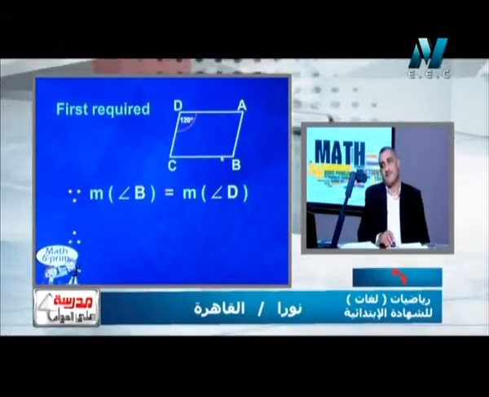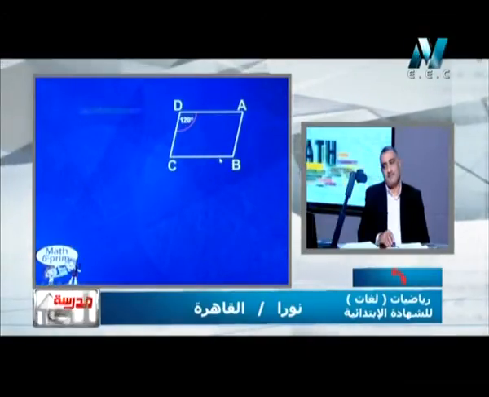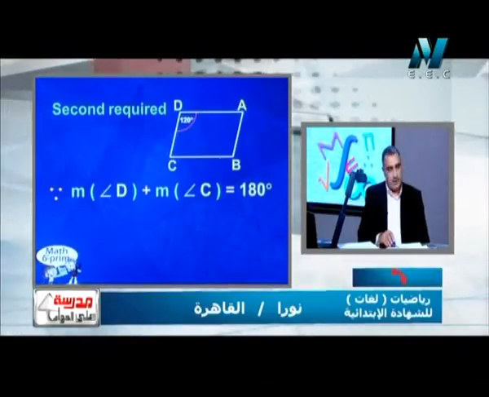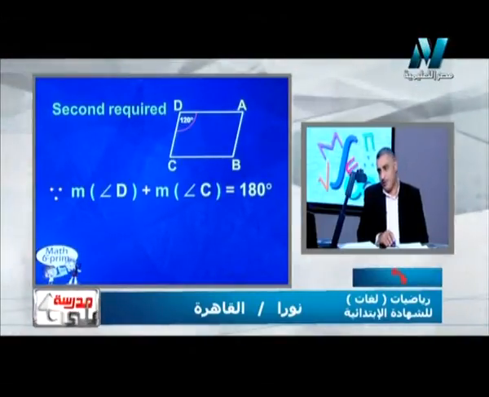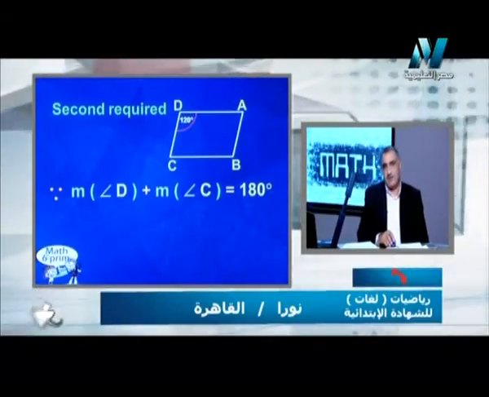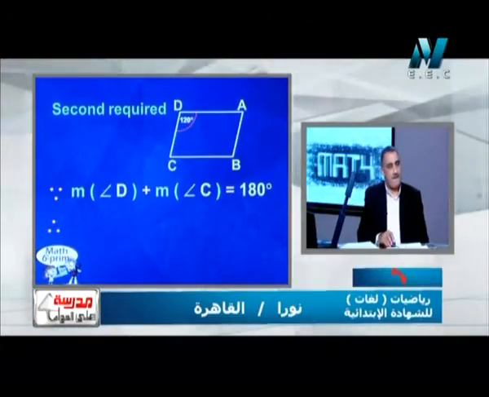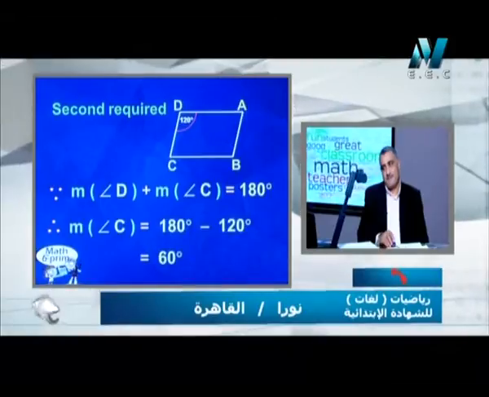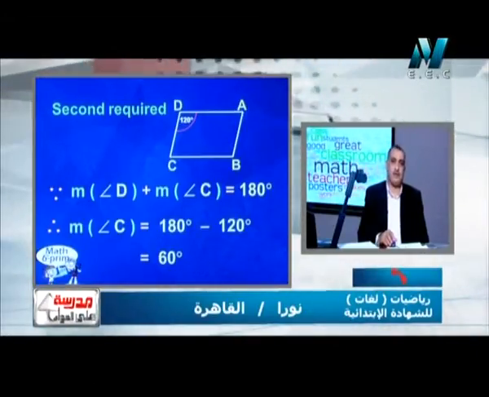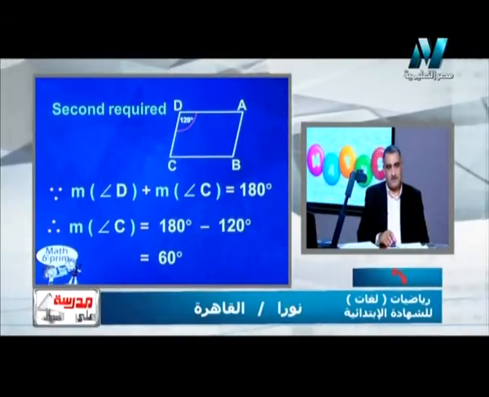Measure of angle C will be 180 minus 120. The measure of the angle D plus the measure of the angle C equals 180 degrees. So 180 minus 120 equals 60 degrees. Excellent. Did you understand the definition of a parallelogram and its properties?